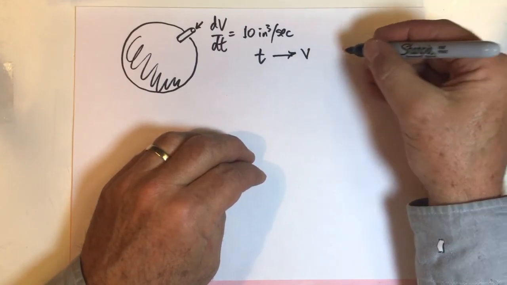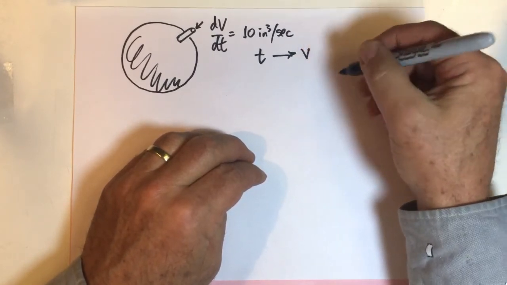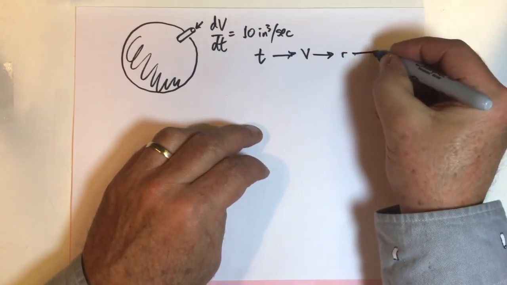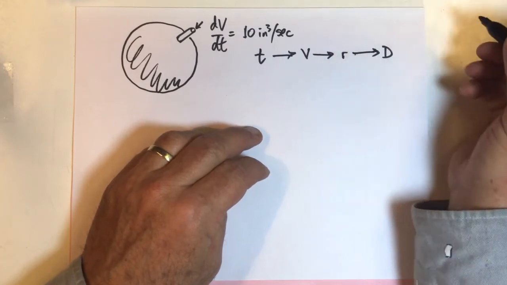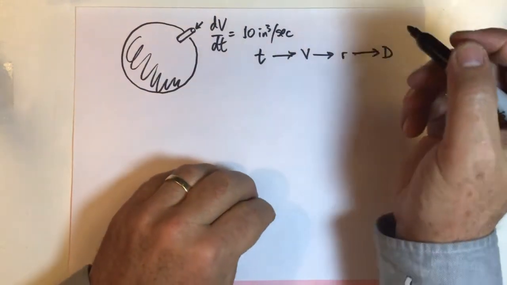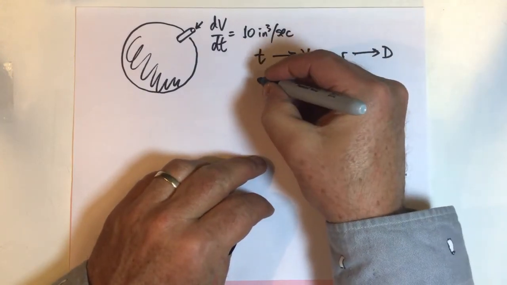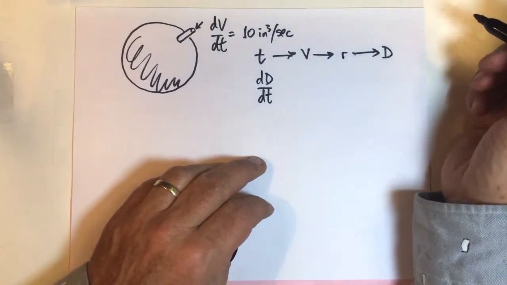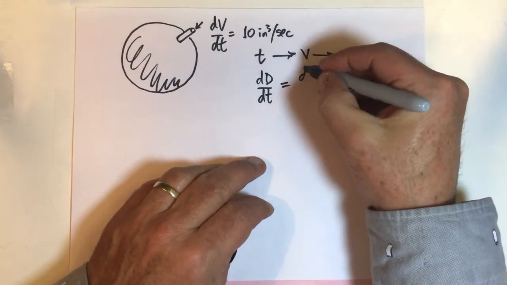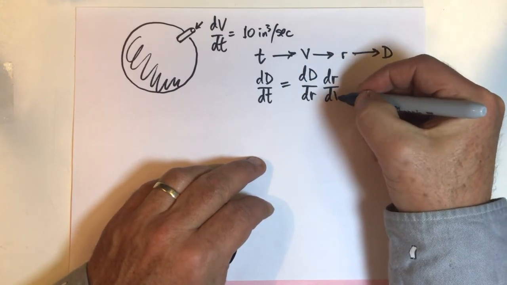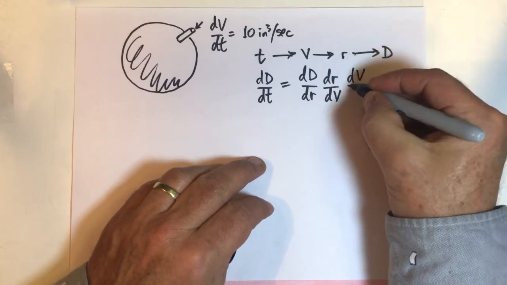Actually, instead of just listing diameter depending on volume directly, let me stick in an extra variable here. I'm going to kill two birds with one stone, I hope, by showing you what happens when you have more than just three variables present. The chain rule for this situation says dD/dt, that's actually the quantity we're looking for, is equal to dD/dr times dr/dV times dV/dt.